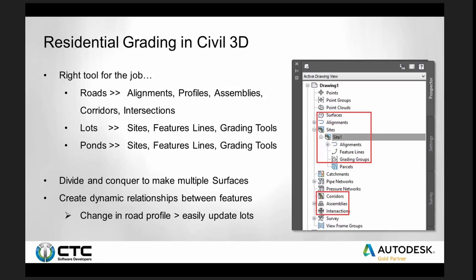So we're going to use all those different tool sets to divide and conquer our entire development, and then we're going to work to create dynamic relationships between those features. How do we link grading done by a corridor? How do we tie that into grading done by feature lines and grading tools? How would a change in a road profile, for example, allow us to easily update the lot grading? That's one of the things we're striving for in this webinar and in this example. It's not just dropping in a bunch of feature lines and then adding them as break lines to a surface, but rather we want to make a more dynamic model. And to do that, we have to use a number of different tool sets.